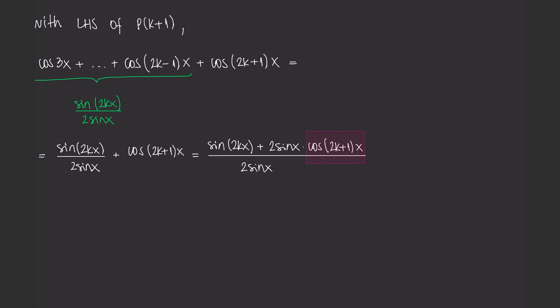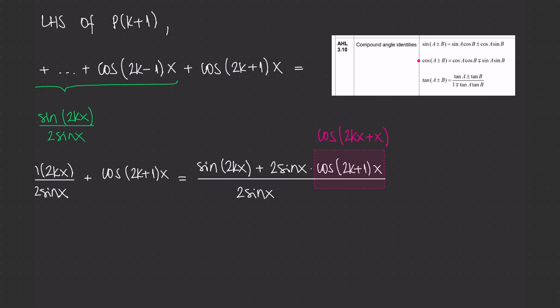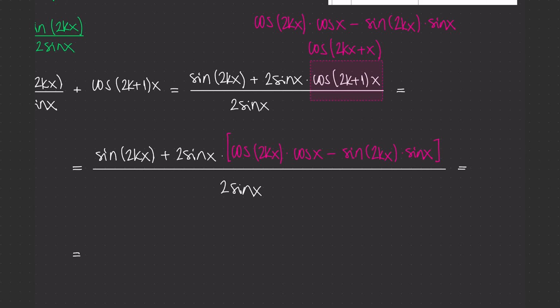Now, knowing that this is the same as sine of (2kx + x), we can get there by distributing the variable x. And by using one of the compound angle identities, we can rewrite this term as sine of 2kx times cosine of x plus cosine of 2kx times sine of x, giving us the following expression. And we can expand this even more.